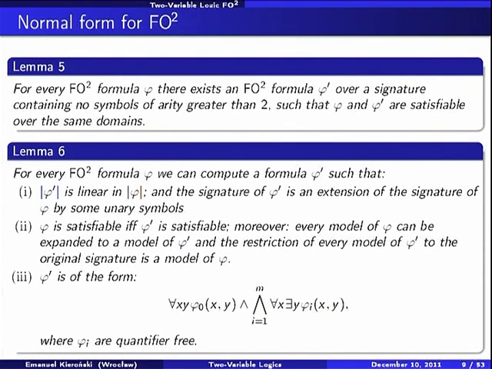The first step in the construction is establishing a normal form. We show that we can concentrate on formulas of a simple shape. In this case, the shape of these formulas in normal form will be like this. We have a universally quantified formula, for all x y, something about x y. And this something, this phi zero, is quantifier free. And then we have m formulas of the form for all x exists y, phi i of x y. And again, these phi i are quantifier free.